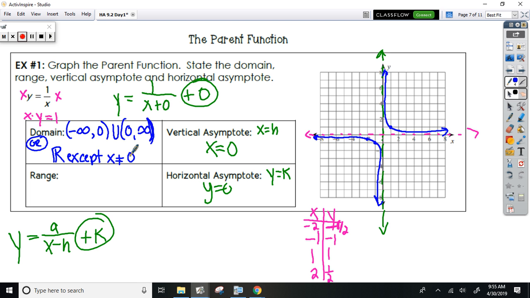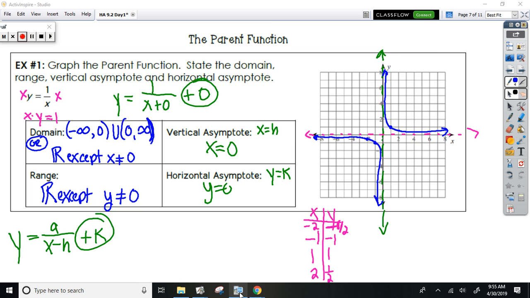All right, the range, same thing. Goes down forever, comes up to 0, doesn't touch 0, skips over 0, goes to infinity. So you can either write the same thing for this, or if you want the short version, all real numbers except, now in this case, it'll be y cannot equal 0.